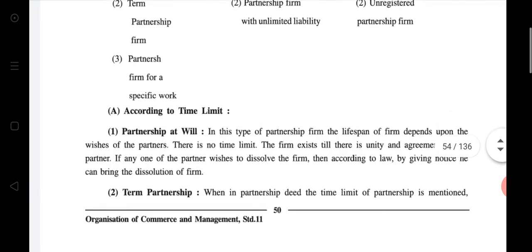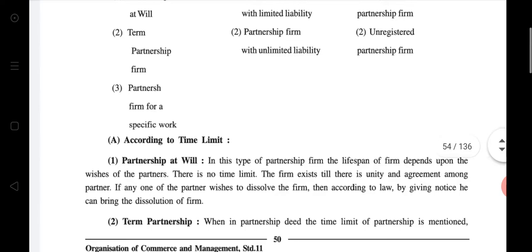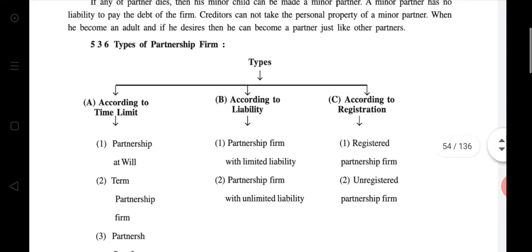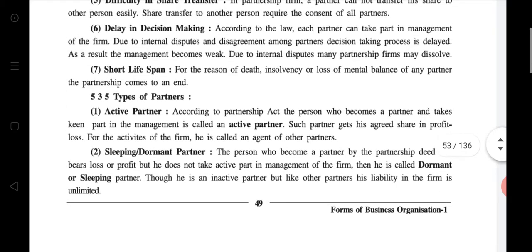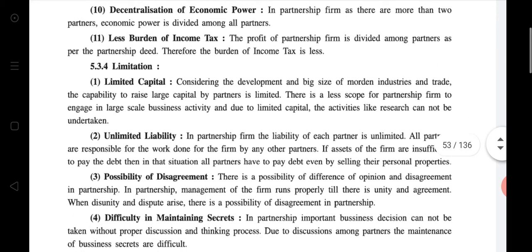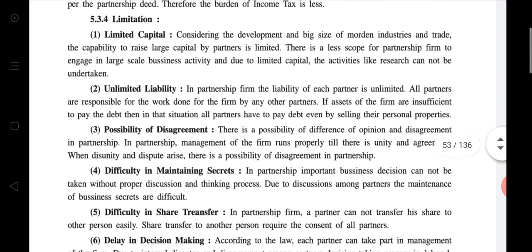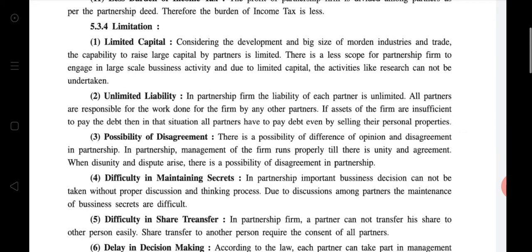See, come to page number 50. In today's lecture, we start the types of partnership firm. But before that, we will revise the types of partner and limitations of partnership, because we did this topic in the last lecture. So now we just need to revise it and then we'll start the next topic.